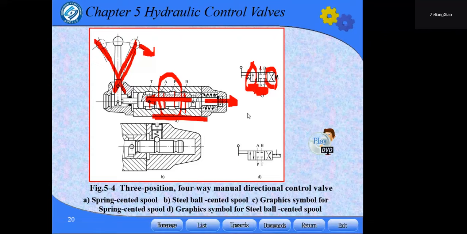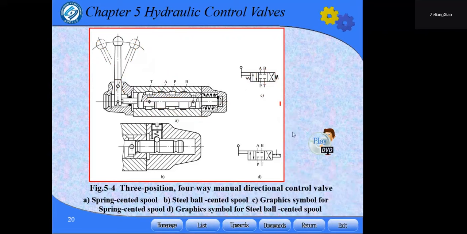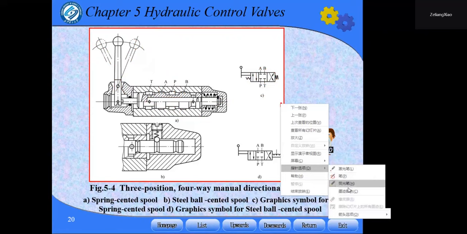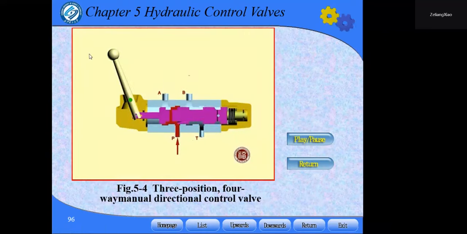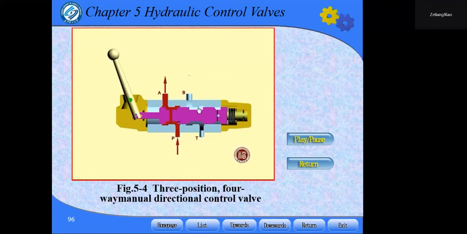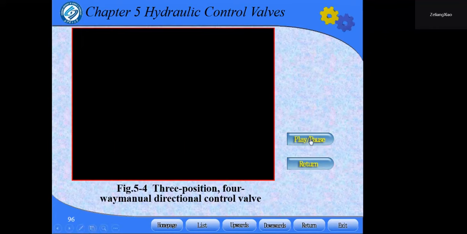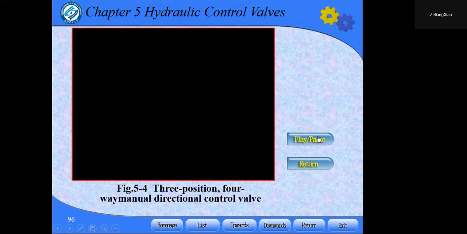We can play the video again. When the handle is operated in this way, A and P are connected and the oil can go through in this way. Here and here, this oil line is independent. And if the handle goes this way, the other ports are connected, which is different from this one.